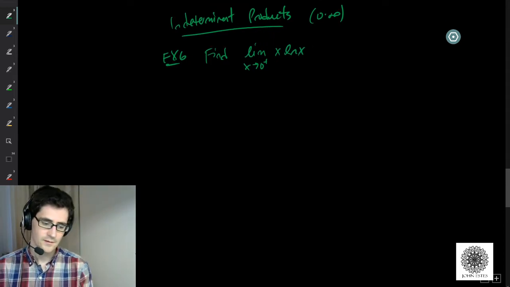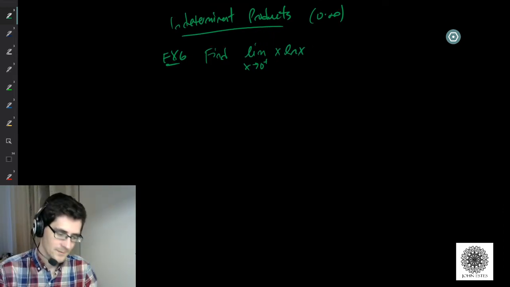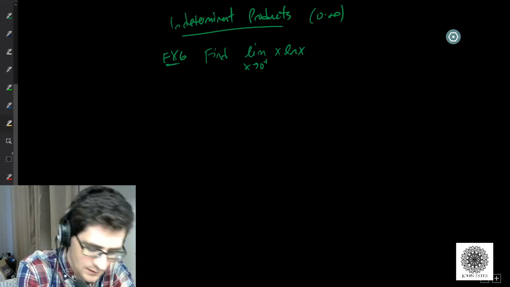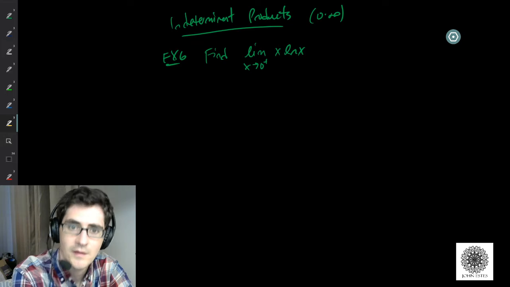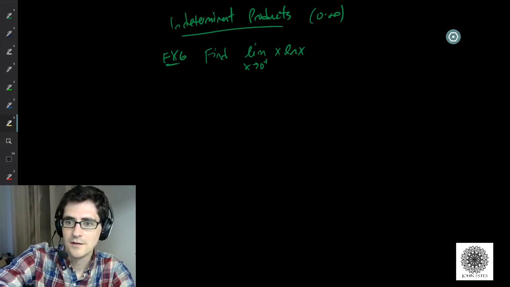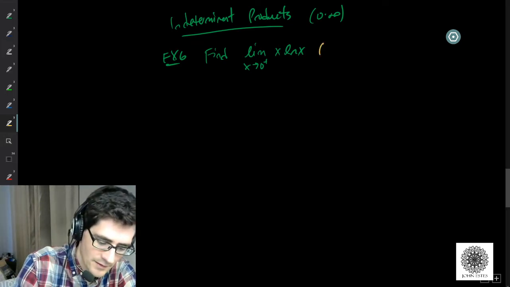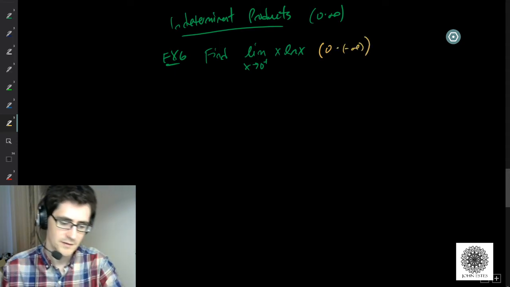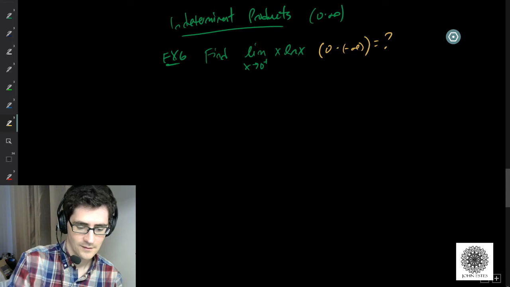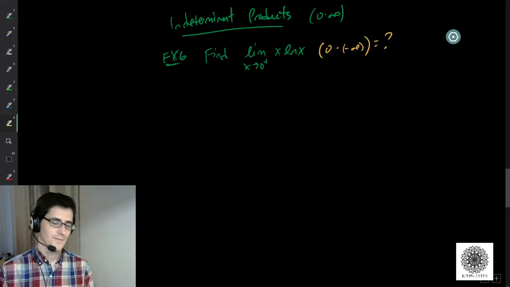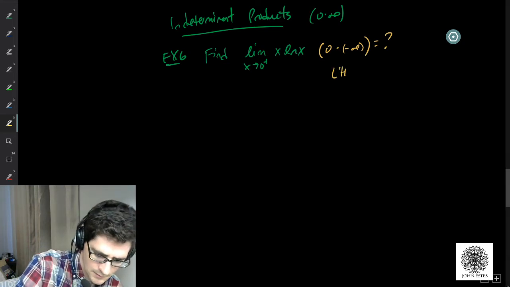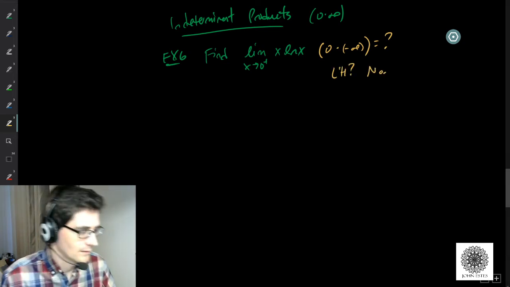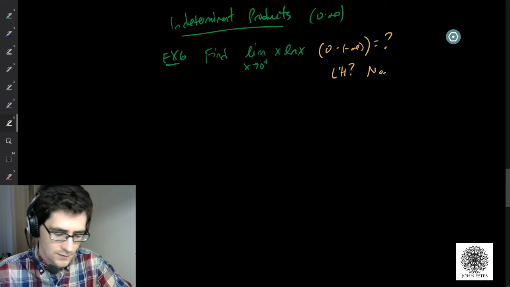Now remember, what happens for ln x as you get close to 0? You're going to dip down to negative infinity. So here I have a 0 times negative infinity situation. What is 0 times negative infinity? I don't know. Can I apply L'Hopital's rule to it? No, you can't. So what can I do?